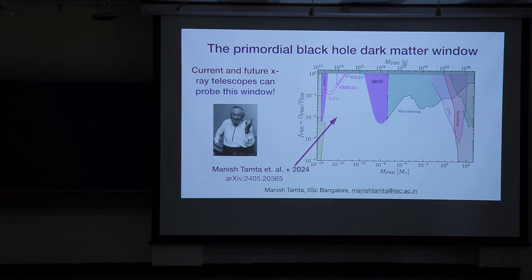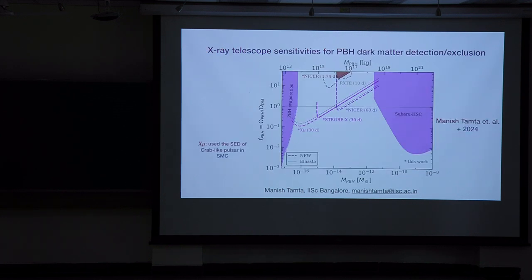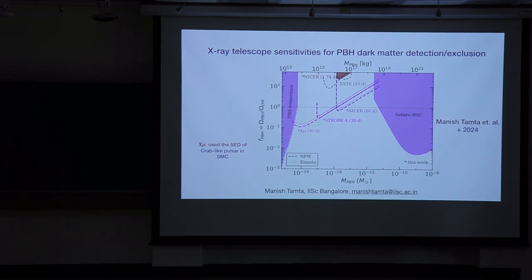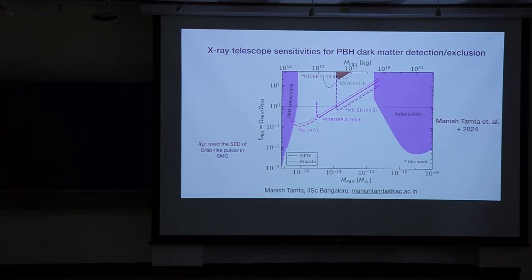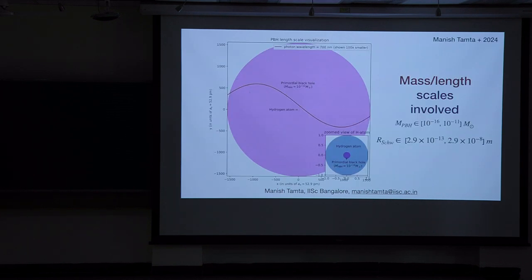So what we saw is that using X-ray telescopes like NICER or STROBE-X and some future telescope XMU, we can hopefully try to probe these tiny PBHs if they exist. Okay. And now I'll describe the physics involved after this particular slide. You can see that this is a slightly zoomed version of this particular thing, and this plot will come later as I describe the physics.